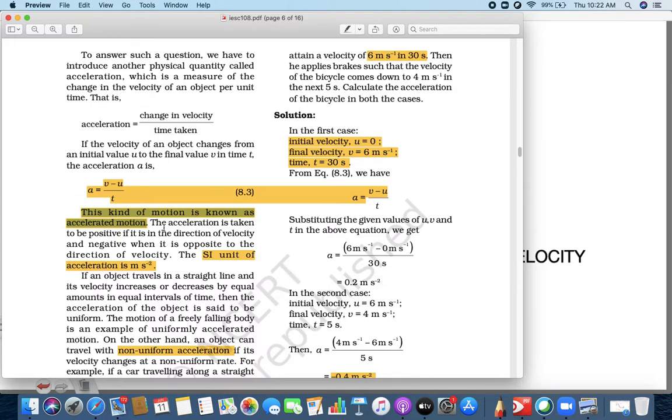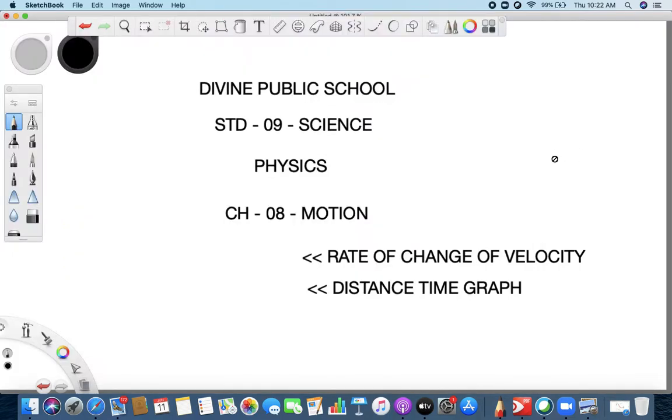Here, the acceleration is taken as positive if it is in the direction of velocity and negative when opposite to the direction of velocity. Since you are moving in the direction of velocity, your speed is increasing. Let me show you in this.